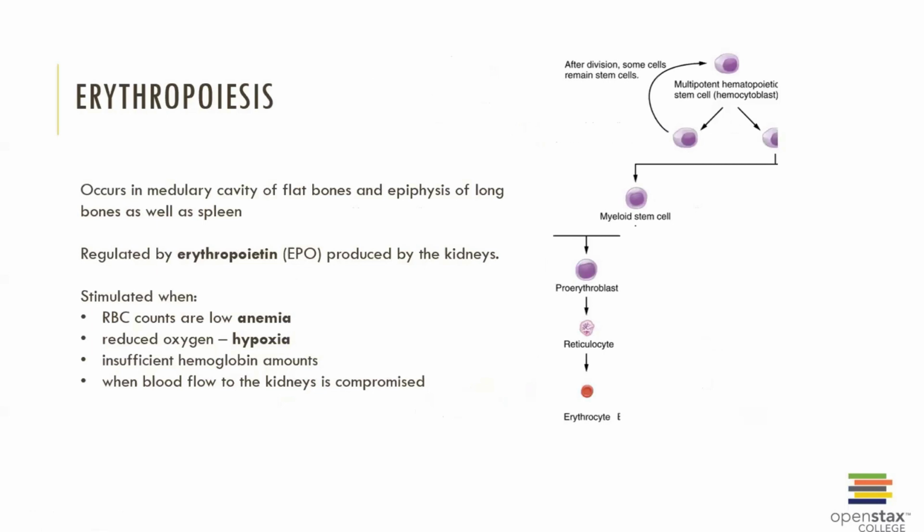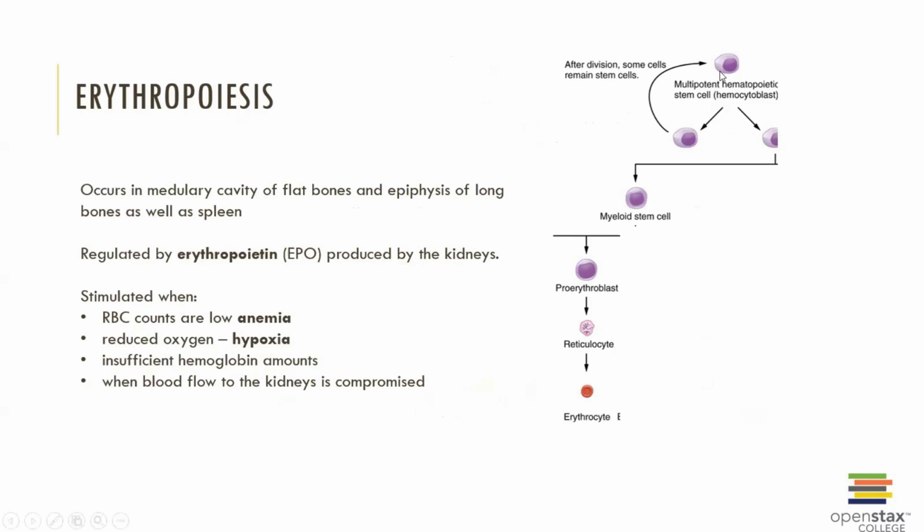Now, the production of erythrocytes is known as erythropoiesis. The poiesis piece means production. This occurs in the red marrow of flat bones like the sternum, the ribs, the skull bones, the scapula, the pelvis, parts of our vertebrae again, and once again, parts of our limb bones.